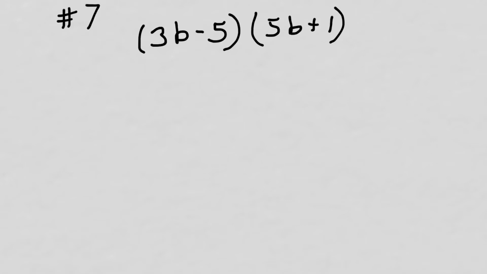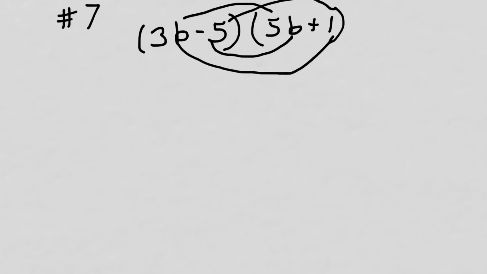All right, FOIL is first, outer, inner, last. So we're going to multiply the first ones. We're going to multiply the outer ones. We're going to multiply the inner ones. And we're going to multiply the last. All right, in that order.